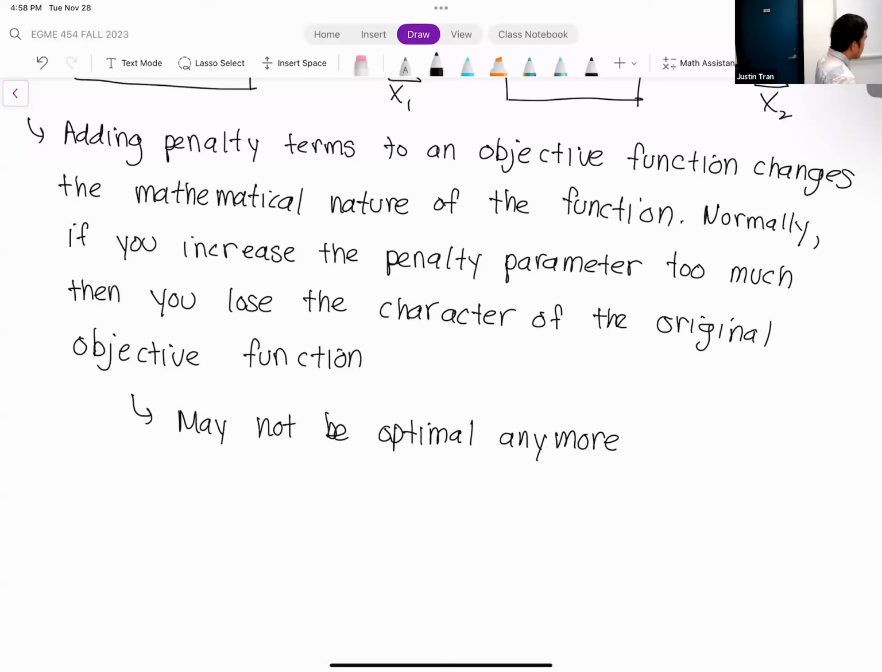And sometimes it's hard to tell if you're in that regime or not. Okay. And so to help guard against this, to make sure that the penalty parameter is not dominating, you can run a penalty method sequentially.